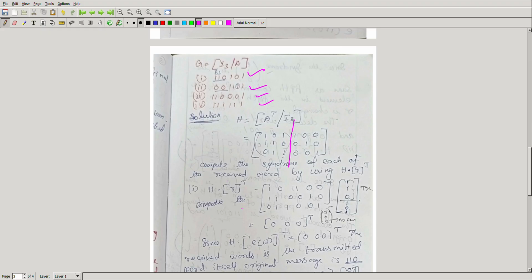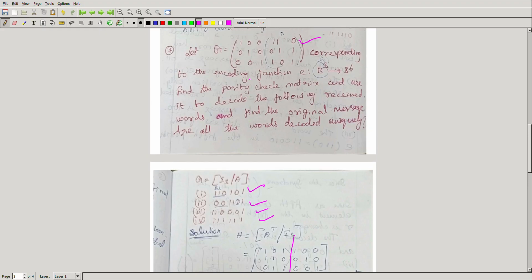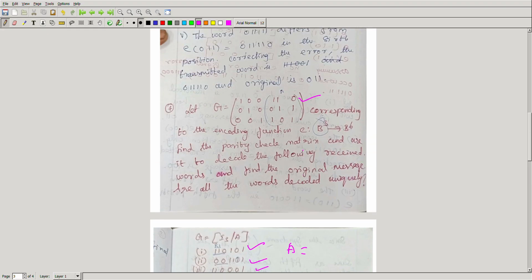So after that, H into R transpose. R transpose means the first code word. This is your first code word, 110101. For this code word, we need to find out what is the original message. Before that, you have to write A transpose. First, you have to find out what is A from the question. The A value is this one, right? Till here is the identity matrix. After this, this is A. What is A?